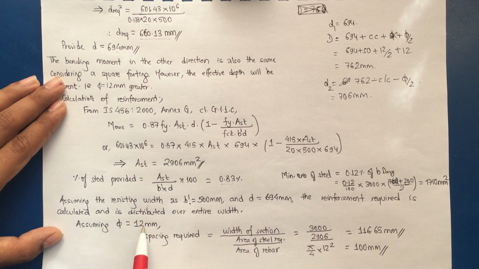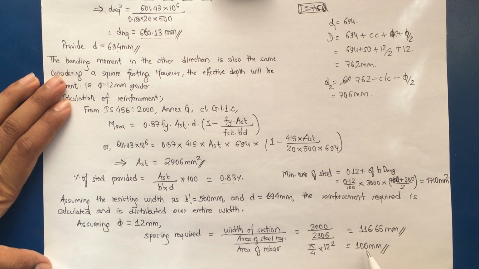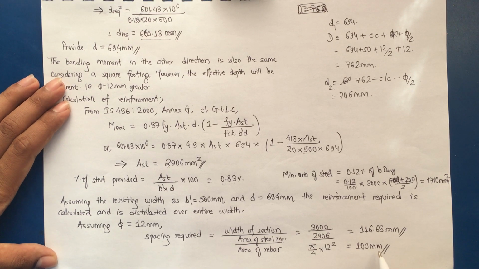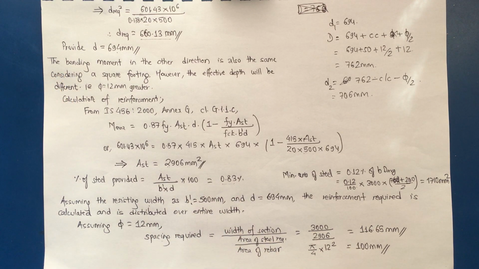And assuming phi as 12 mm, spacing required is equal to width of section divided by area of steel required divided by area of rebar. I have explained this in my previous video also, so I won't spend my time on this. So the width of the section is 3000, not the resisting width. We will put the width of the section as we are distributing the reinforcement, divided by area of steel, 2906 by pi by 4 into 12 square. So this comes as 116.65 mm. Converting into a multiple of 25 so that it will be easier to work on site, it will be 100 mm. So providing 12 mm bar at 100 mm spacing.